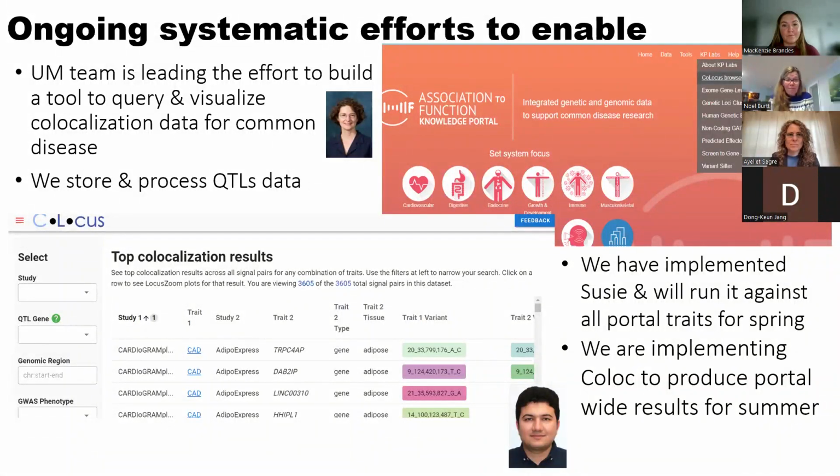So this is our systematic approach. And that will take time. This will produce colocalization results on close to 1,000 traits in the portal and make those accessible and visualizable through Colocus.